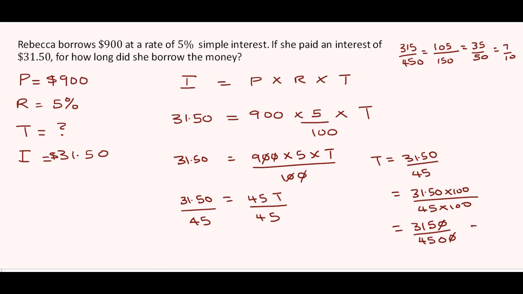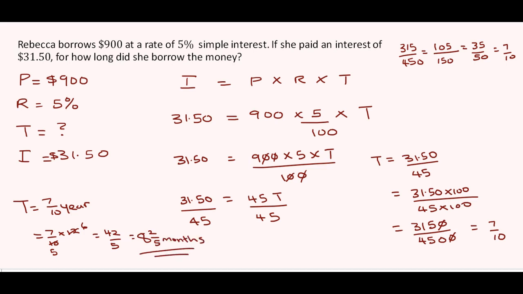So this is going to be 7/10. So therefore, T is 7/10 of a year. Or if you want to multiply that, you can say 7/10 times 12. You divide by 2, you have 5. Divide by 2, you have 6. This is going to be 42/5, which is 8 2/5 months. So that's another way you can go about it. You can choose either this 7/10 of a year or 8 2/5 months.